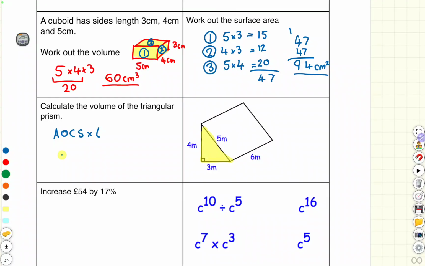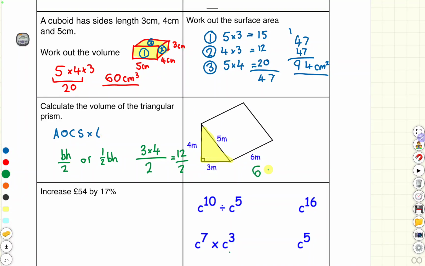So the area of a triangle is given by base times height, divide by 2, or half times base times height. I'm going to use the first of these. That's the one I prefer. So it's going to be base, which is 3, times by height, which is 4, divided by 2. So I get 3 times 4 is 12. 12 divided by 2 gives me 6.